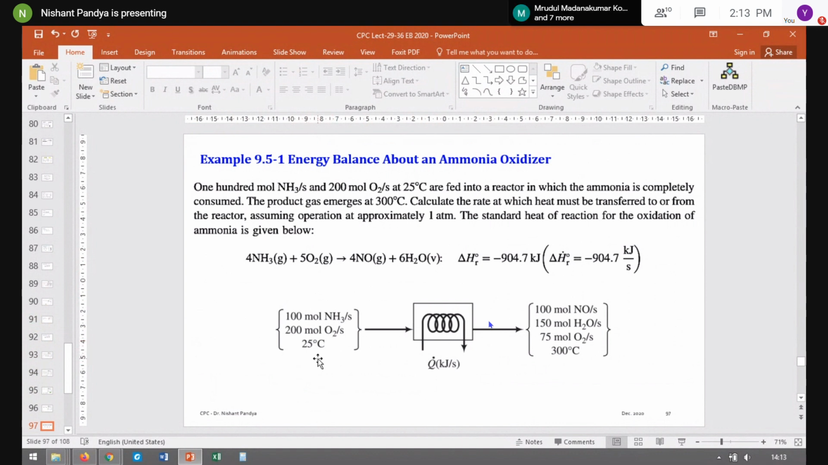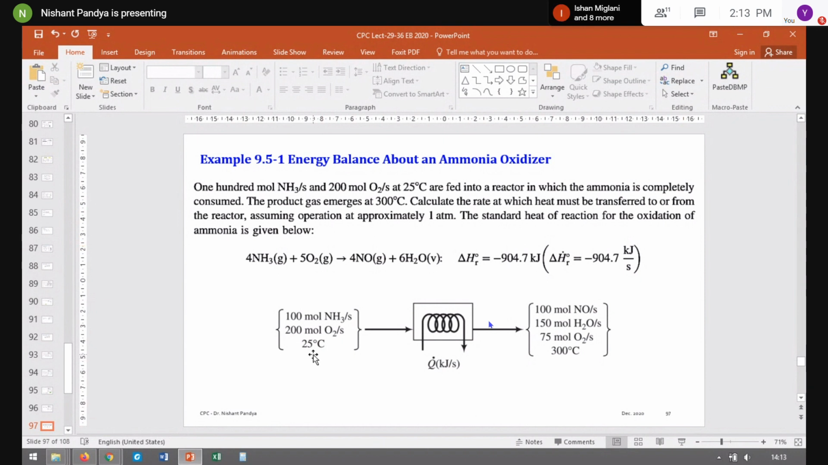Once you see 25, that is your reference part, these are all zero enthalpy, fed to a reactor in which ammonia is completely consumed. So your conversion is 100%. The product gas emerges at 300 degrees Celsius. Calculate the rate at which heat must be transferred to or from the reactor, assuming operation at approximately 1 atmosphere. So one thing you understand, that this question you have to answer correctly, whether you have to supply the heat or you have to remove the heat. That only you can come to know once you do the entire calculation of delta H for this case.